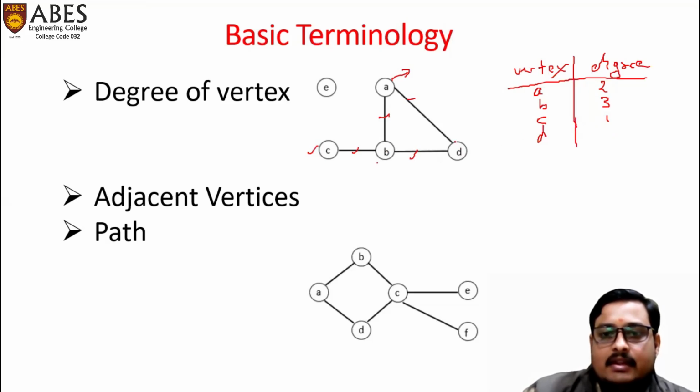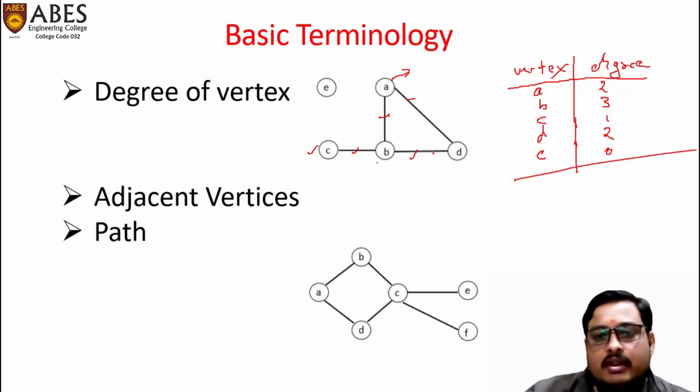Two edges are there from D, so it has degree 2, and E is not connected with anyone, so the degree of E is 0. Like this, we can calculate the degree of a vertex in a graph. Here we have taken an undirected graph. In the case of a directed graph, it becomes in-degree and out-degree.